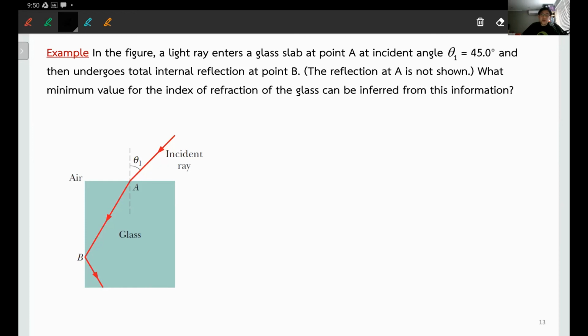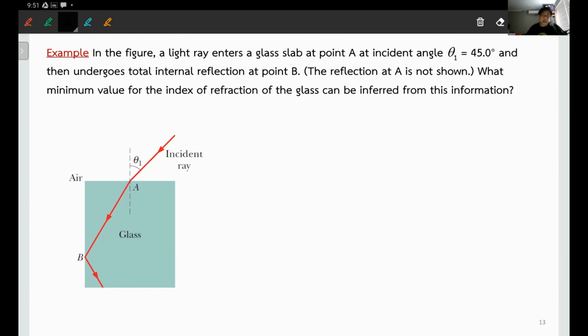Okay, this one is try to mimic what's happening in the optical fiber. Just like send a light and then they try to stay in, something like this. So in the figure, a light ray enters a glass slab at point A at some given angle. Theta 1 is given to be 45 degrees. And then it undergoes total internal reflection at point B. What minimum value of the index of refraction of glass can be inferred from this information?